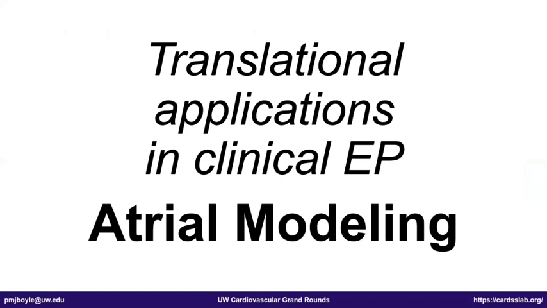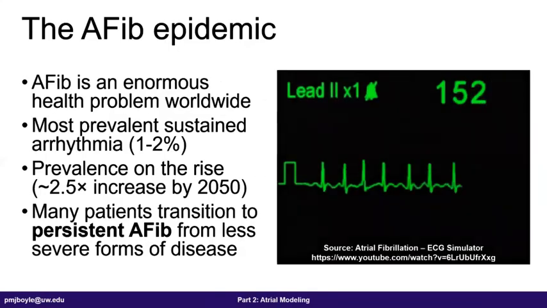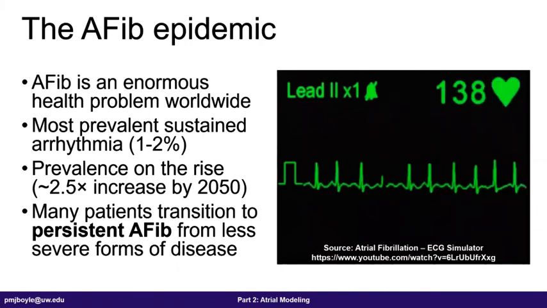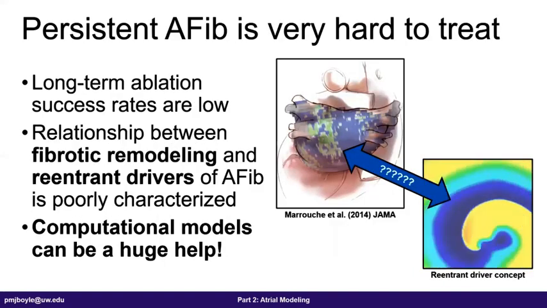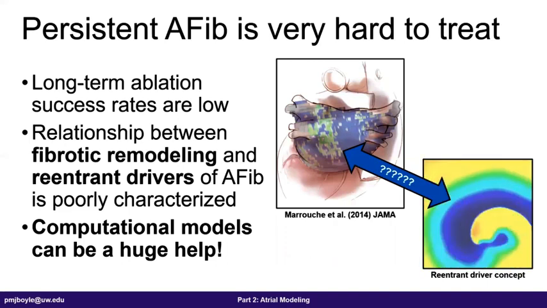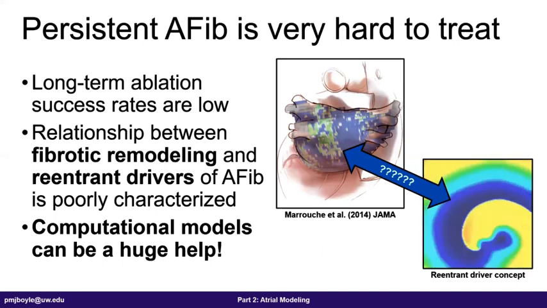So here we go. What do we do? And specifically in the translational applications, I'm going to talk about atrial modeling and simulation. So of course, as many of you know, AFib is a huge problem worldwide. It's the most prevalent sustained arrhythmia, and it's expected to increase at least 2.5-fold in prevalence by the year 2050. Many patients tend to transition from a more clinically manageable paroxysmal form of the disease into persistent AFib, which is characterized by episodes that last a week or longer. Long-term success rates for catheter ablation are relatively low, on the order of 50%, although it depends how you measure it and who you ask.